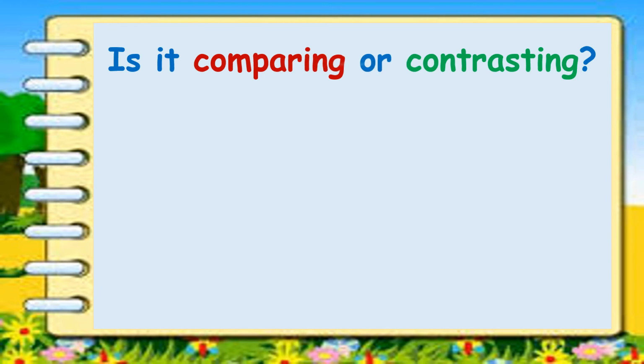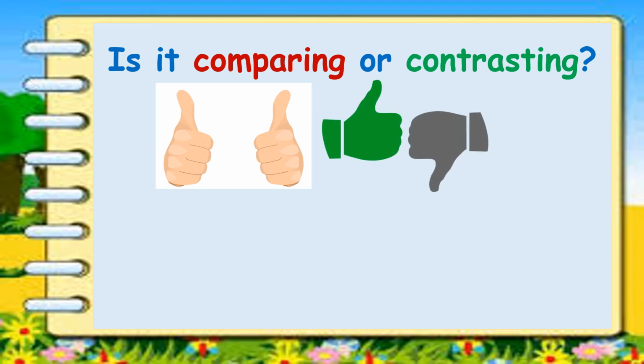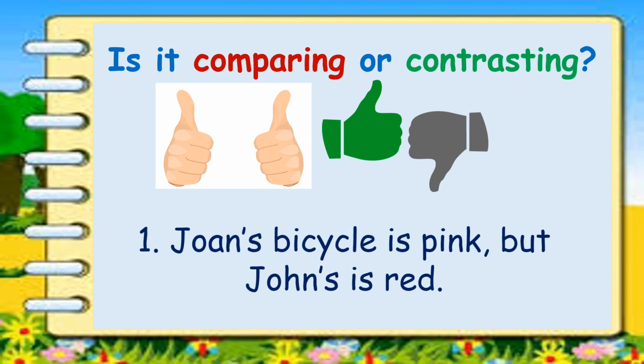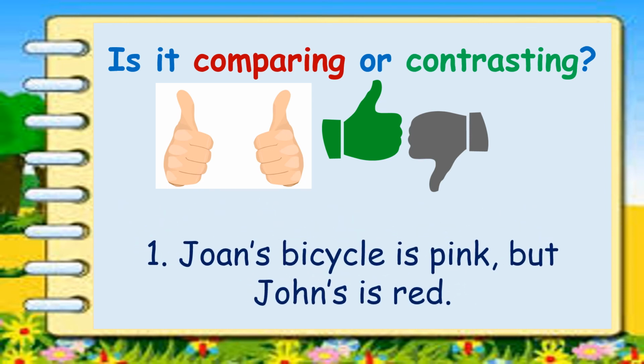Is it comparing or contrasting? So in this activity, I will be showing sentences and you have to tell me if it shows comparison or contrast. Raise both your thumbs up if it shows comparison and you have to show me one thumb up and one thumb down if it shows contrast. Are you ready? Number 1. Joanne's bicycle is pink, but John's is red.